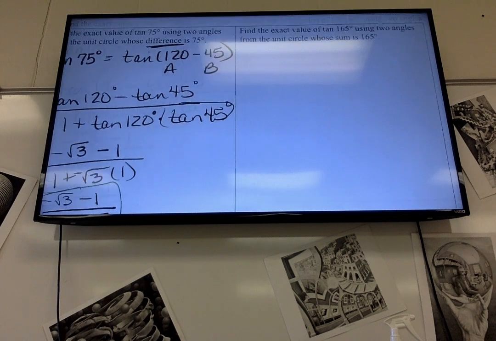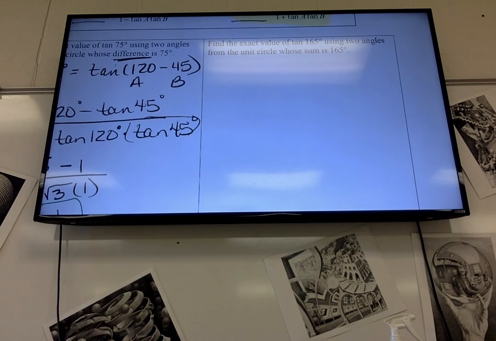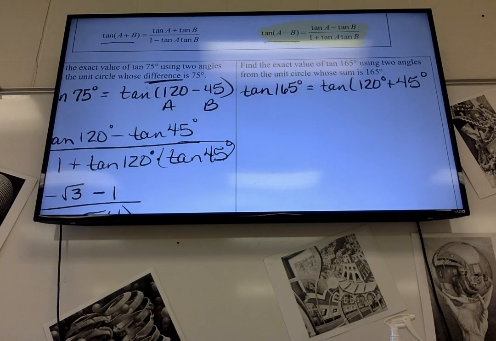Okay, so y'all try this one. Actually, let's get the angles first. We're adding this time. We want the tangent of 165. We'll do 120 and 45. Yeah, do the same ones. Why not? Makes sense. So now use the other formula, and y'all go ahead and do that.